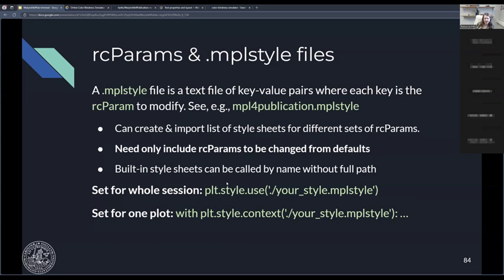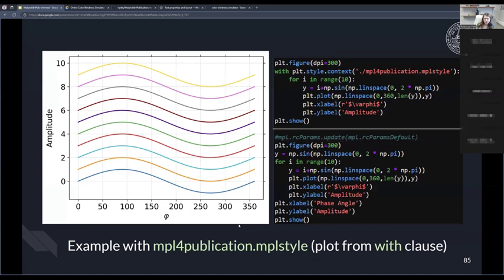And there are 2 ways to use style files. You can set it for the whole session by using plot.style.use and then the name or full path to your style file. Or if you just want it for one plot, you can use it in a with clause, which I will show you in just a second. So here I'm plotting the same plot two ways, one with the example style file that I mocked up with a custom color palette, grid style, and font size.